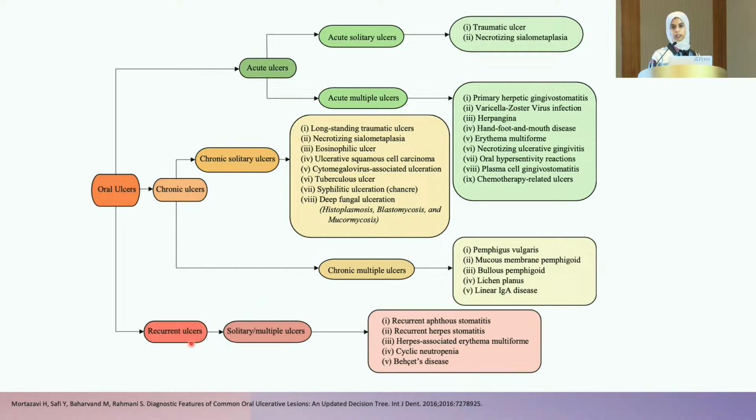And then for recurrent ulcers, whether they are single or multiple, it's usually RAS, or then we start worrying about any underlying systemic disorder, like cyclic neutropenia, Behçet's, or things like celiac disease.